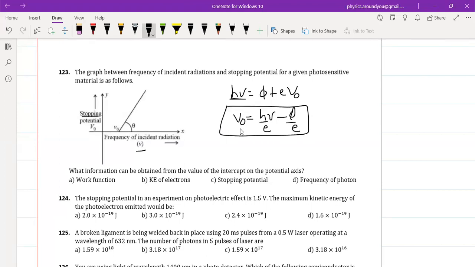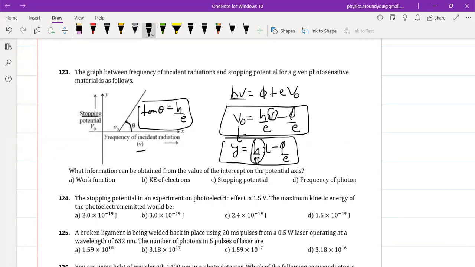What is the use? V naught is plotted on y. Nu is nothing but h, right? Y is equal to mx plus c form. The slope of the graph, this theta. So tan theta is always h by e. Compare it with y equals mx plus c. The coefficient of x is h by e. H by e should be tan theta.